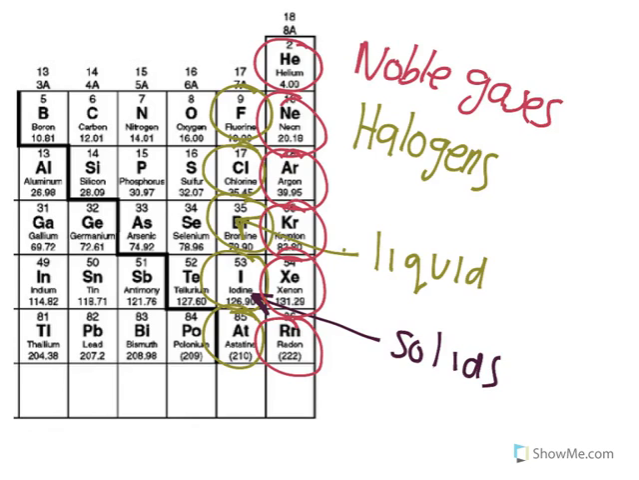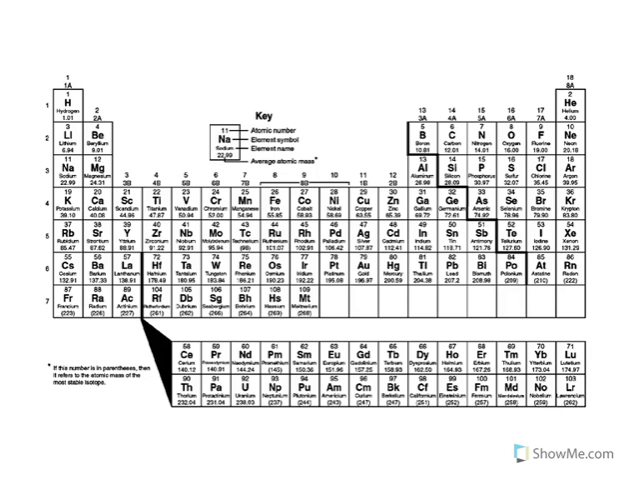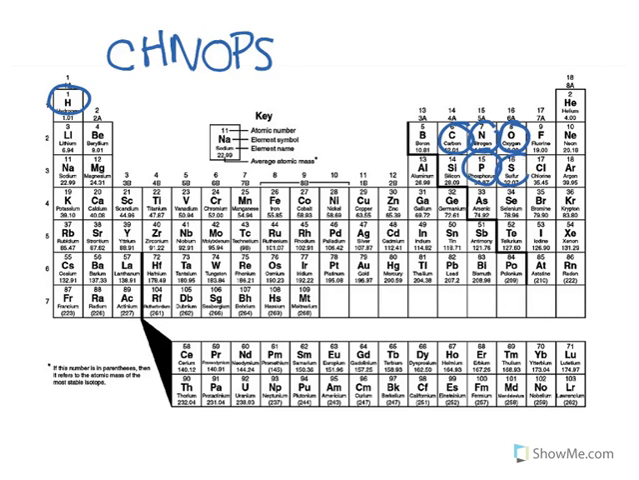Now that we've looked at our main group elements, as well as our metalloids and transition metals, let's take a look at some of the elements that we have not discussed. So if we go back to our normal periodic table here, I'm going to go ahead and circle elements that fall into a category called CHNOPS. In that category, we have carbon, hydrogen, nitrogen, oxygen, phosphorus, and sulfur. And then sometimes we also include selenium into that category, so we can call it CHNOPS-Se.